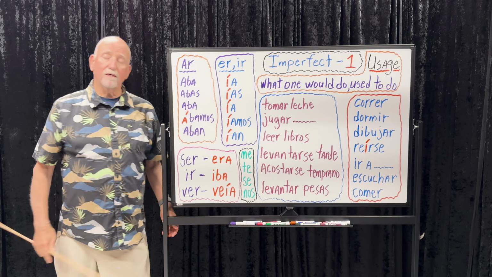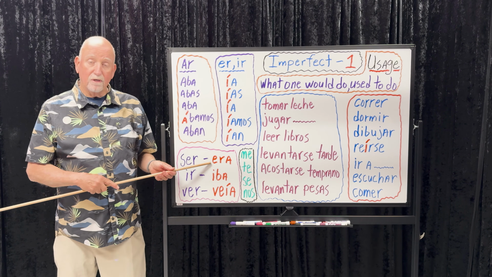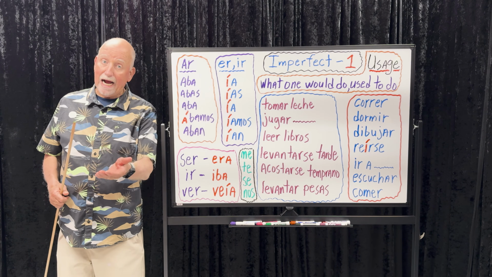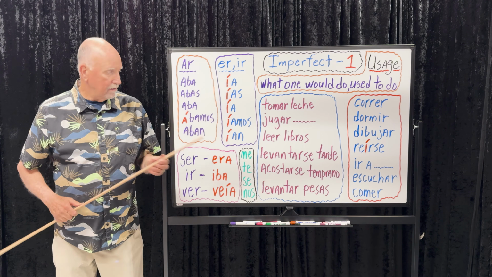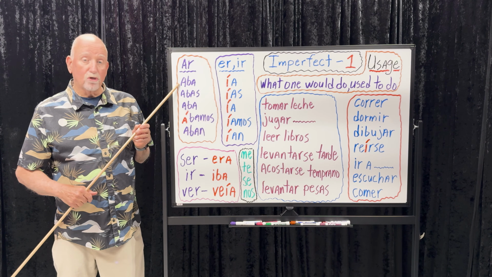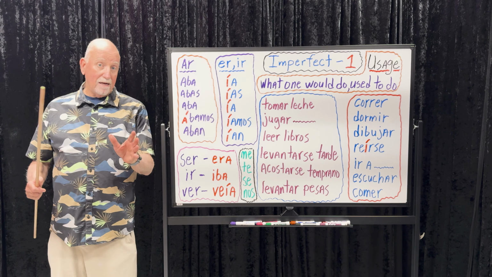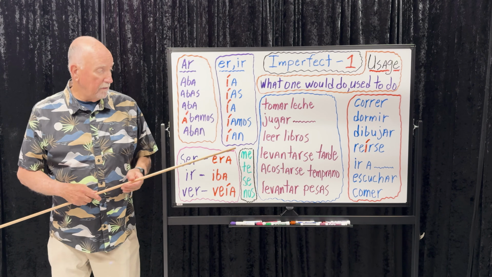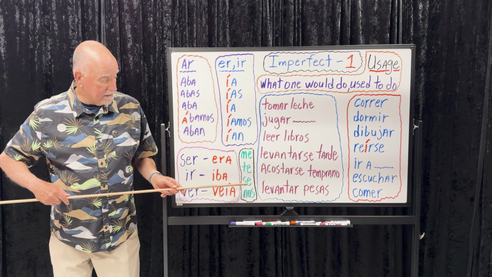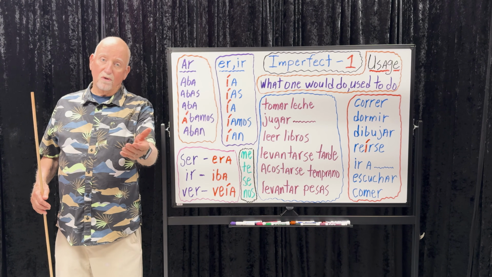Levantarse tarde. Ay, ay, ay. When I was a kid, cuando yo era niño, girl, cuando yo era niña, I used to get up late. Me levantaba tarde. Todos los días, every day, me levantaba tarde. My dad would always get up with the sun. Mi papá siempre se levantaba con el sol. Right?